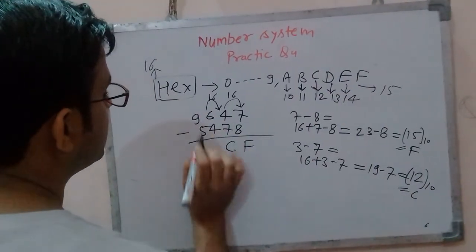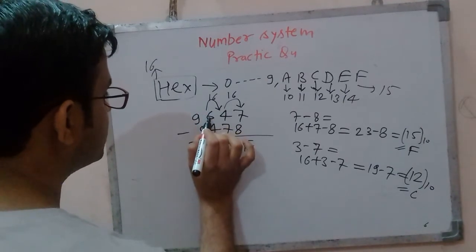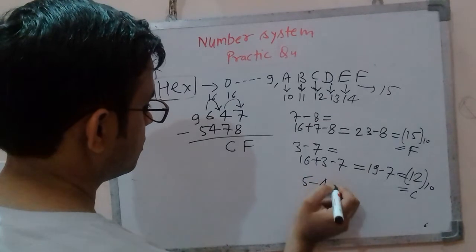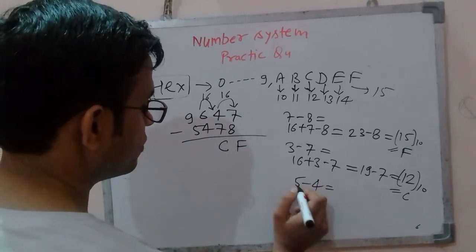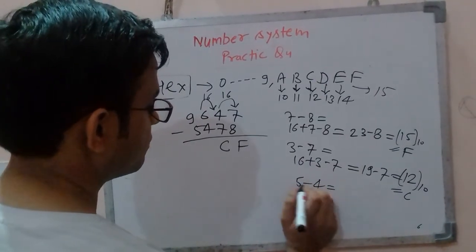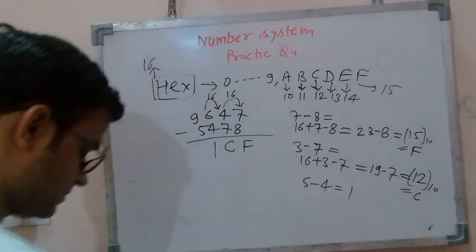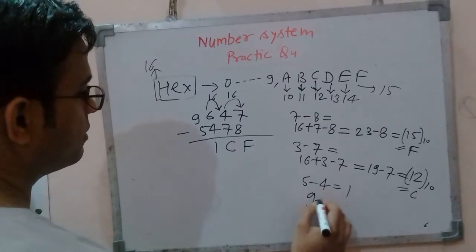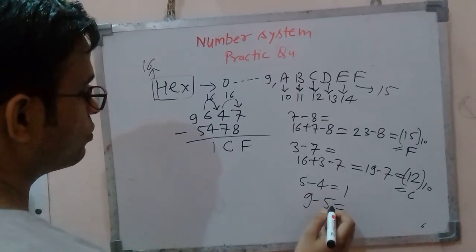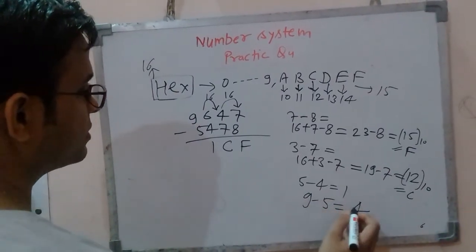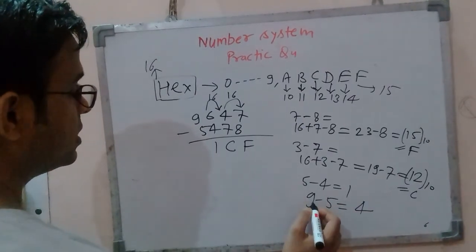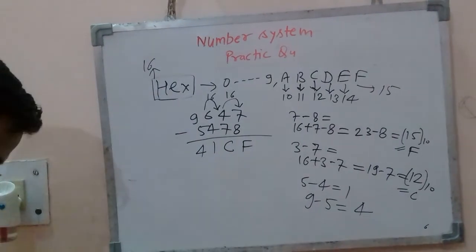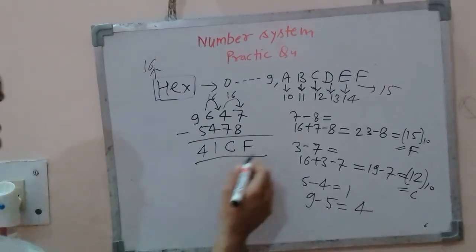C. Now, when you take one borrow from 6, this 6 becomes 5. Now 5 minus 4, which one is more? 5 is more. That means no borrow in this case. 5 minus 4 is 1. Right? Again, 9 minus 5. Which is more? 9 is more than 5. That means the answer is 4. 9 minus 5 is 4. Right? No borrow in this stage also. That means 4. So 41CF is the answer.